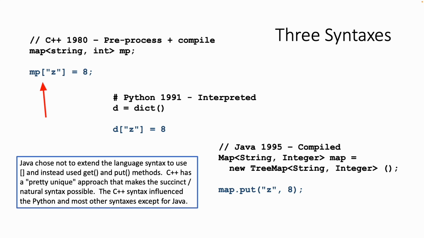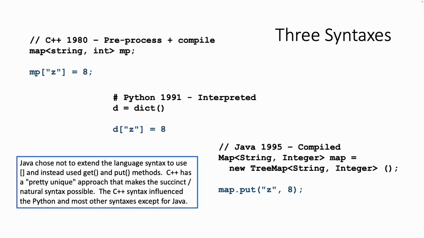And so Python came up with a way. Python really didn't want to make a more complex syntax than C++, so Python worked on its language so that you could just say D equals DICT, and it was a typeless language, so we don't care that it's going to be strings mapping to integers, because you can map lots of things to lots of things in Python. But it did follow the D sub z equals 8.